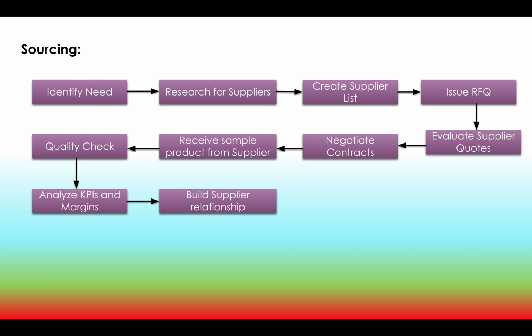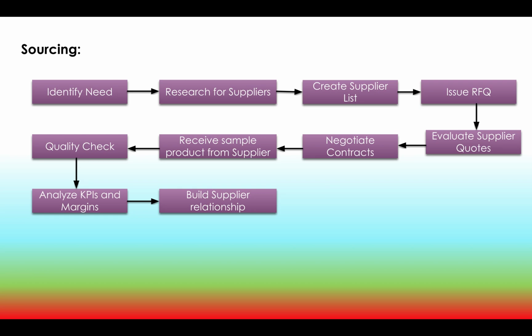This step is not required for all companies, but some companies follow this process also. They ask for a sample product from the supplier, and they do a quality check on the sample product. If everything looks okay, then they analyze KPIs and the margins of the company. They analyze what the risks are, what margins we can get, and what the profits are. So this is also an optional step, but some companies will do this: analyze KPIs and margins.